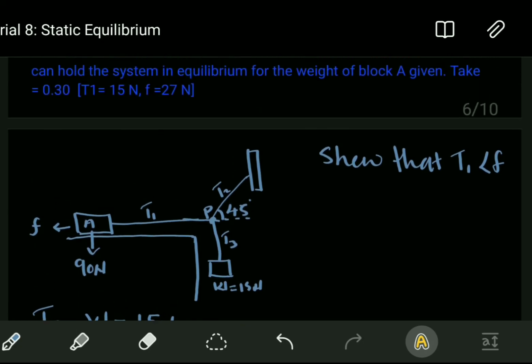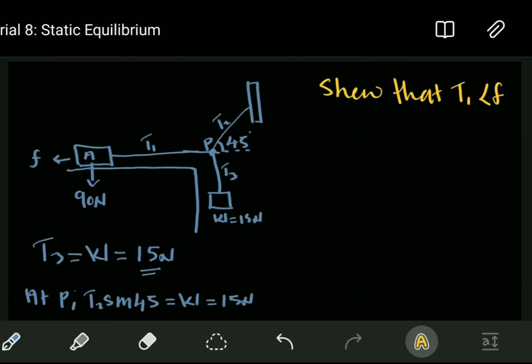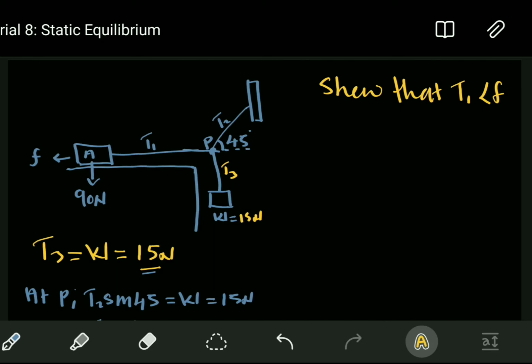So this is our particular system that we have in the question. Again, we have to show that T1 is less than the frictional force. Take note of this system. The tension T3 here is equal to the weight. That's why we are saying that T3 is equal to W, which is simply 15 newtons.